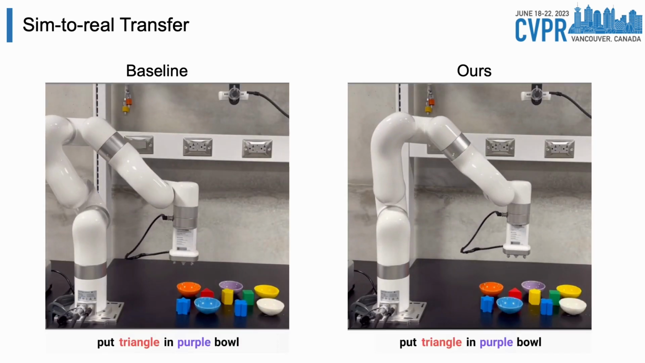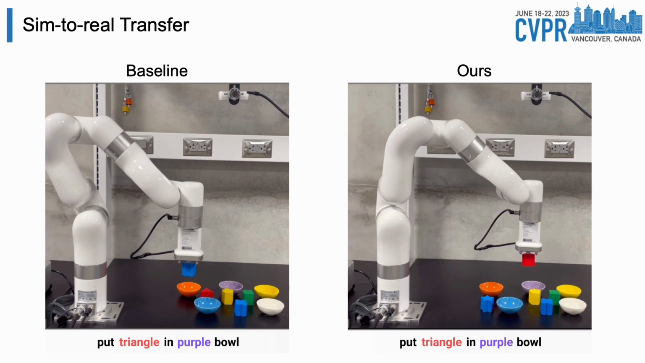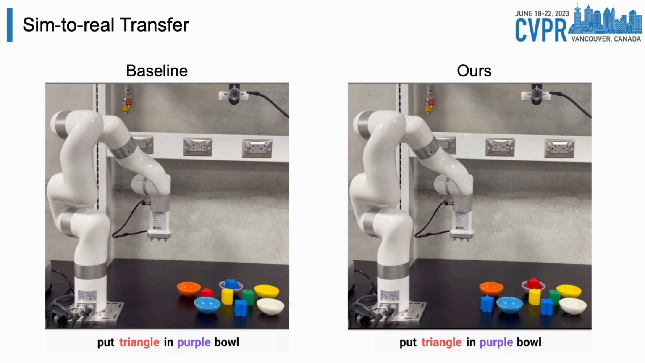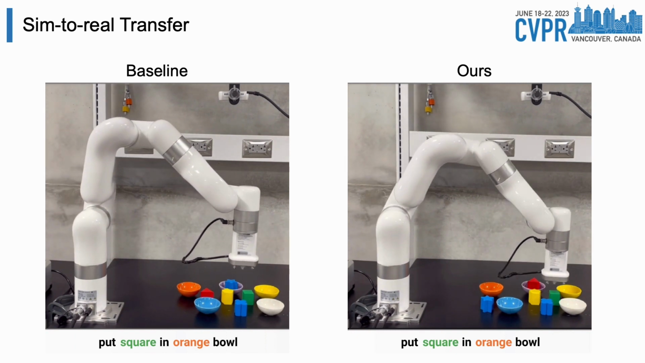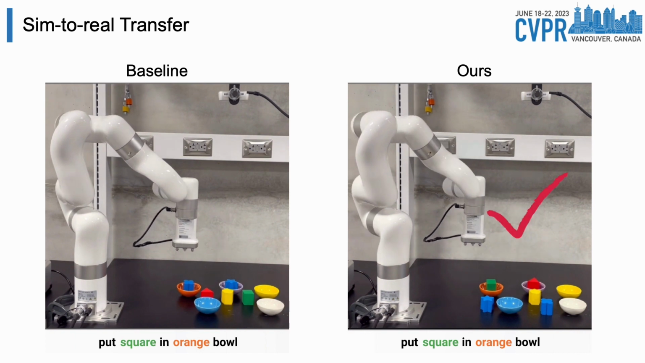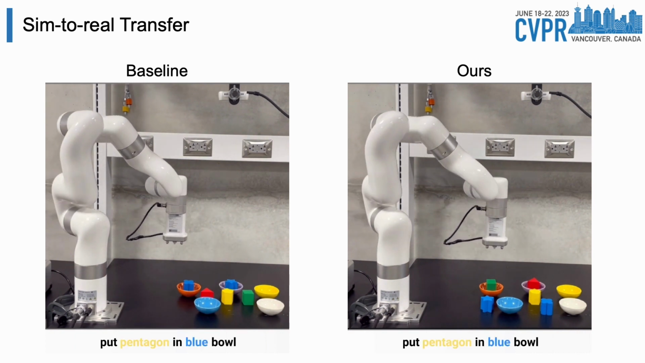Let's see the result in the evaluation of sim-to-real transfer. We can see that compared with the baseline model, our model adequately and reliably can follow language instructions to perform manipulations correctly in the real world.